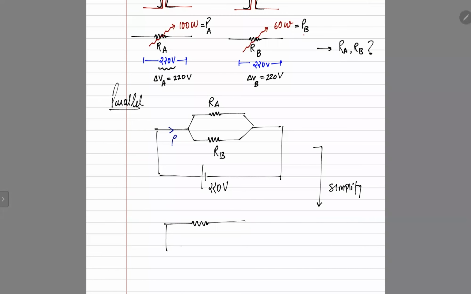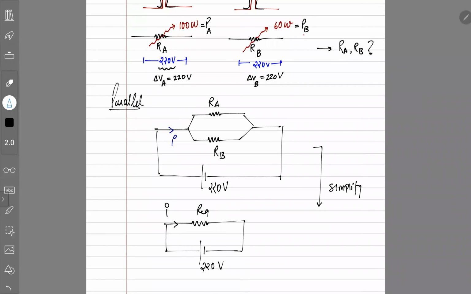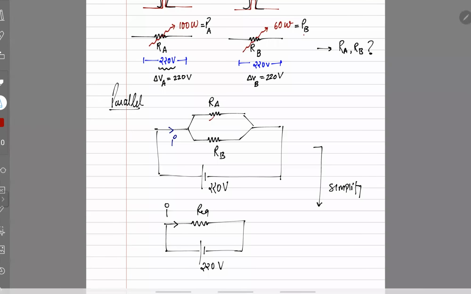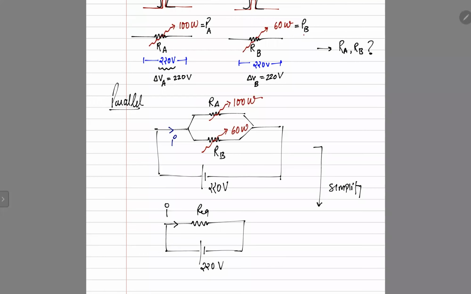एकदम सिंपल सा कॉम्बिनेशन ऐसा. This is R equivalent, this is 220 volt, this is the current I. Now यहां पर ध्यान देना, RA used to dissipate 100 wattage, RB used to dissipate 60 wattage.